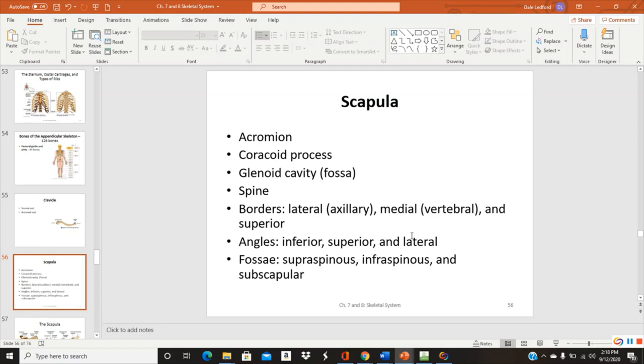Then we'll see the coracoid processes. There's only one model I have here. There are two coracoid processes, one on each scapula. A glenoid fossa or cavity. The spine of the scapula. We'll look at the borders and the angles and the fossa. So let's begin with the acromion and the coracoid.